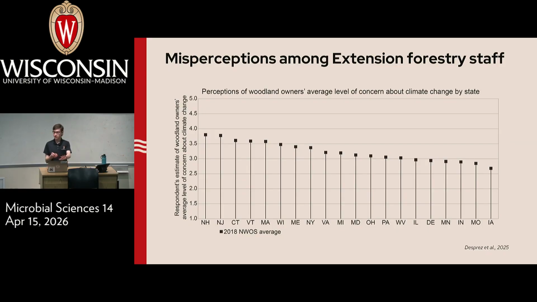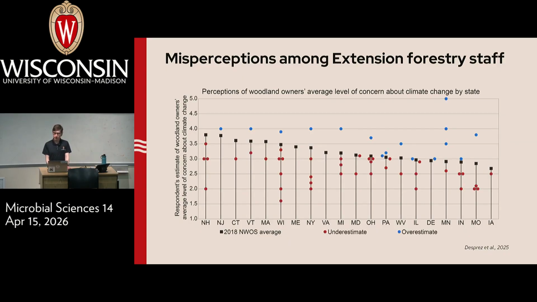So we didn't show this graph to our survey respondents. We just asked them to estimate how concerned they think woodland owners are about climate change on average in their state. And some folks did overestimate, but 71% of respondents underestimated. And so this is a case where it's a specific set of professionals working with an audience that they otherwise know very well, yet there's still this misperception there.